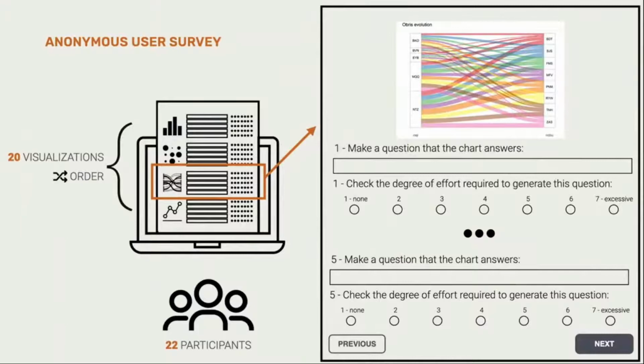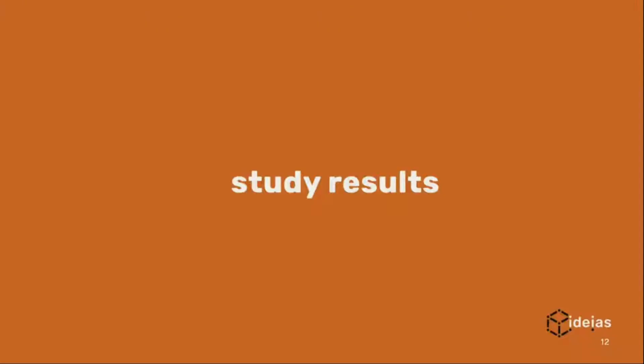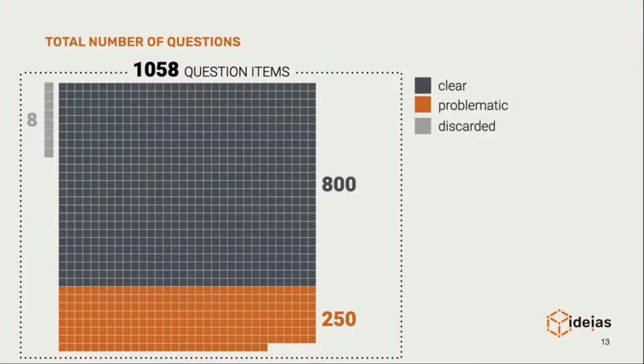We conducted the study through an anonymous online questionnaire. We presented all 20 visualizations in random order, one at a time. For each visualization, each participant created up to 5 questions about the underlying data that could be answered by examining the visualization. The questionnaire collected a total of 1,058 answers.